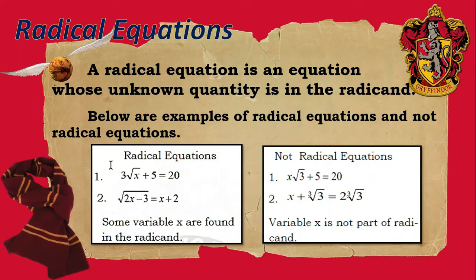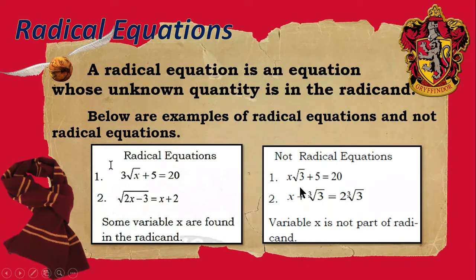A radical equation is an equation whose unknown quantity is in the radicand. Below are examples of radical equations and not radical equations. Here, the radical equations: 3 square root of x plus 5 equals 20, and square root of 2x minus 3 equals x plus 2. The variable x is found in the radicand, or inside the radical sign, and we have the equal sign to make them equations.